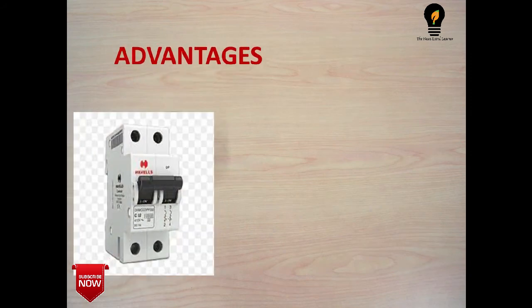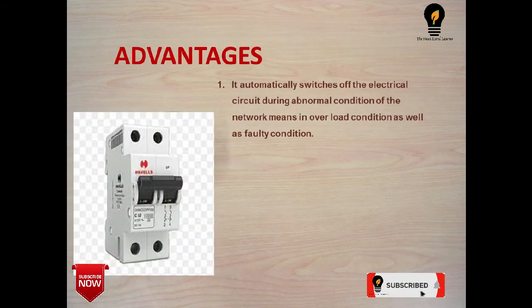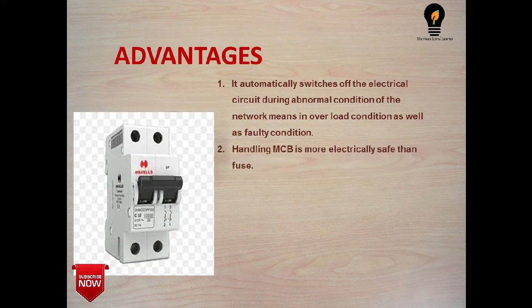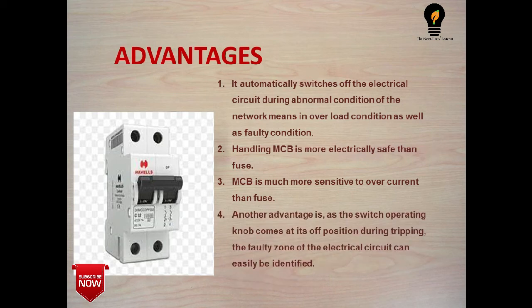Let us see the advantages of MCBs. It automatically switches off the electrical circuit during abnormal condition of the network, means in overload condition as well as in faulty condition. Handling MCB is electrically safer than fuse. MCB is much more sensitive to current than fuse. Another advantage is that as the switch operating knob comes to its off position during tripping, the fault zone of the electrical circuit can easily be identified.